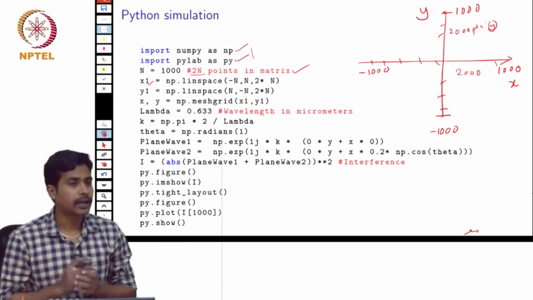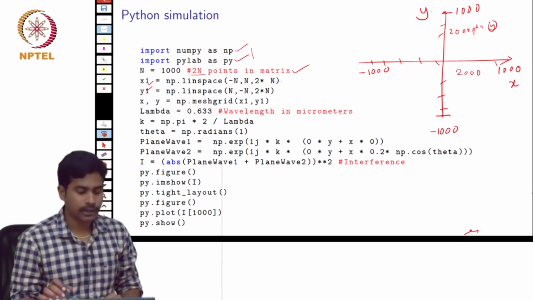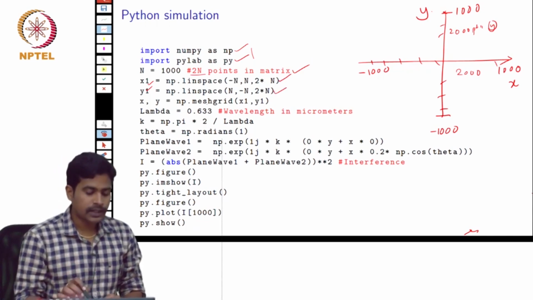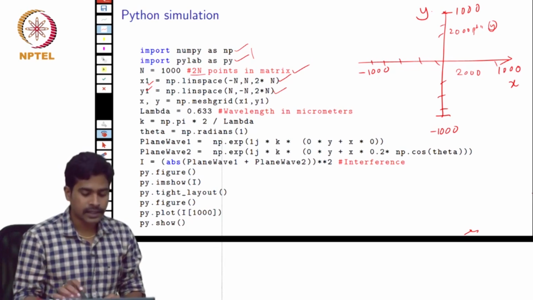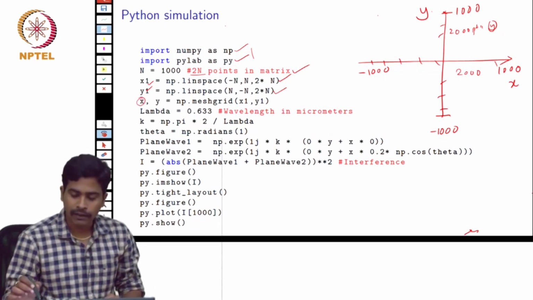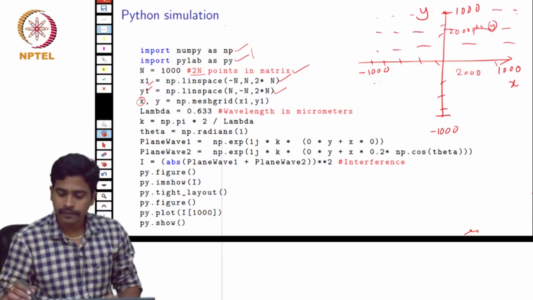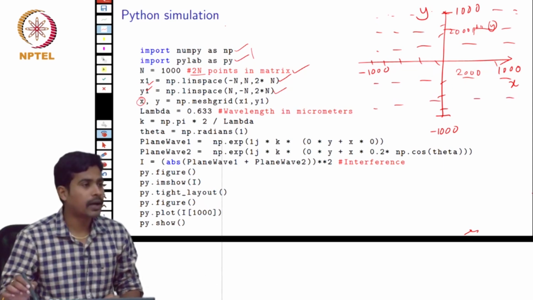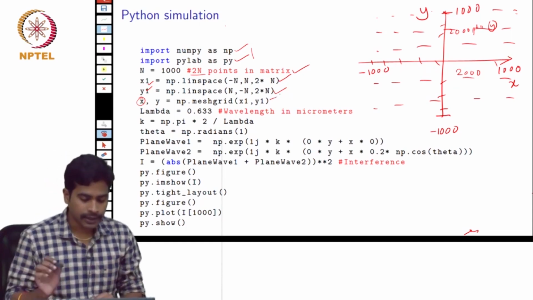Similarly, I am sampling 2000 points on the x axis. That is why I have x1 varying from minus 1000 to 1000 with 2000 points, and similarly for y1. With these two values, I am going to create the mesh grid of the coordinate system using the command meshgrid of x1, y1. So, x is going to have all the x coordinates of the 2000 by 2000 points, and y is going to have all the y coordinates of all these points in the coordinate system.